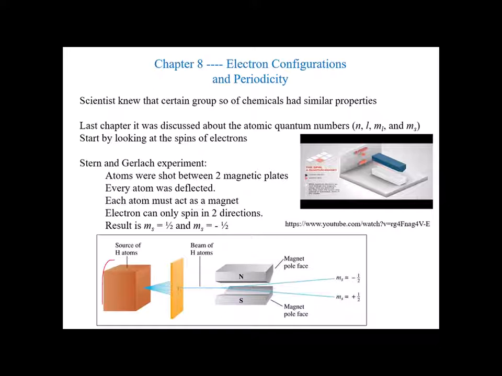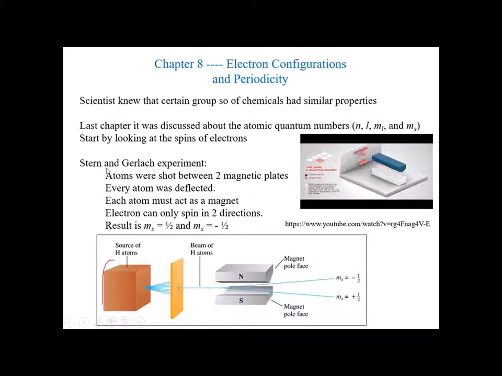In the last chapter, we talked about the quantum numbers n, l, m sub l, and m sub s. Now we're going to look at where those electrons are and how that affects the chemical bonding. We're going to start looking at the spins of the electrons.